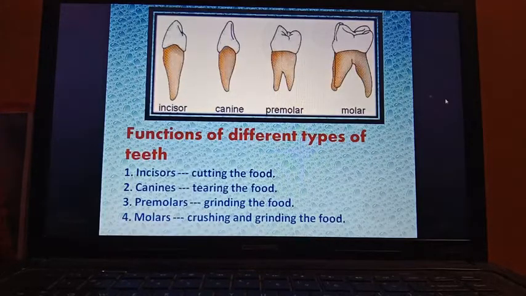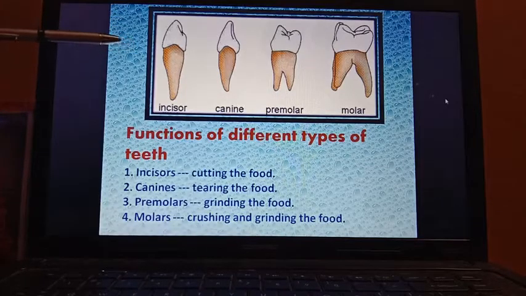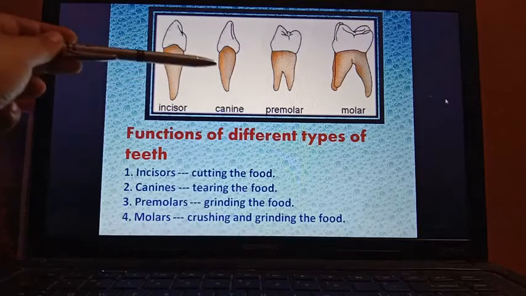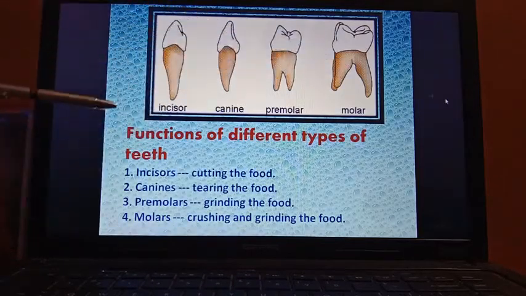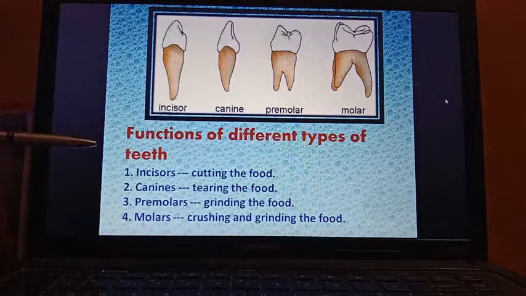Next question, write the names of different types of teeth present in man. Draw their diagram and mention their function. So here you can see the diagrams of different types of teeth present in human beings: incisor, canine, premolar and molar. And the functions of different types of teeth.